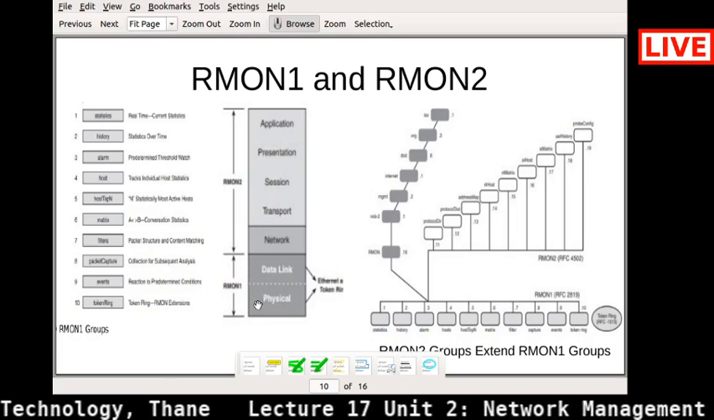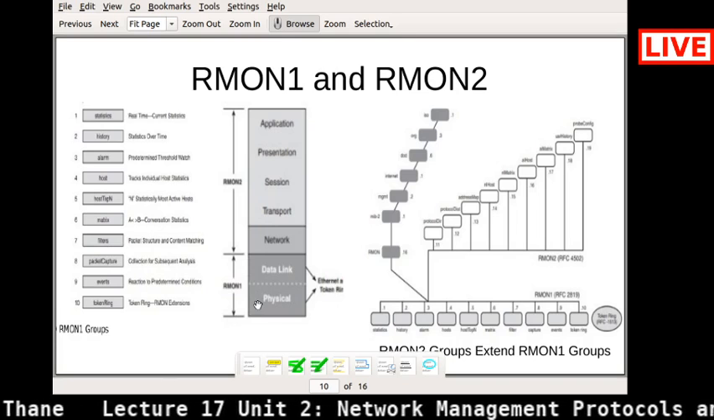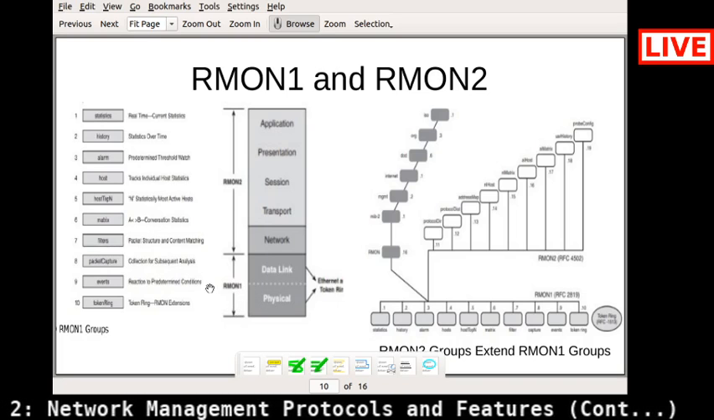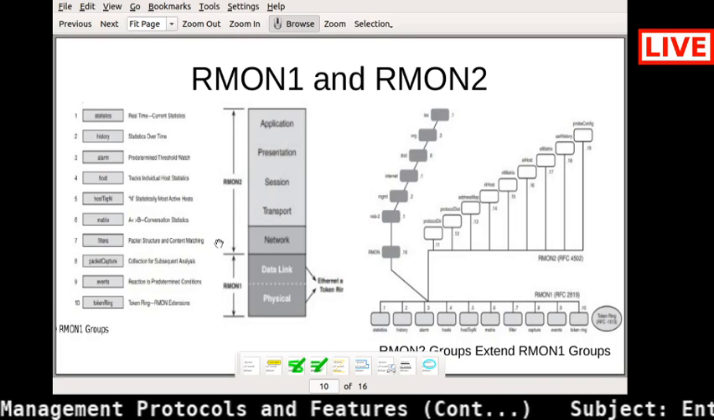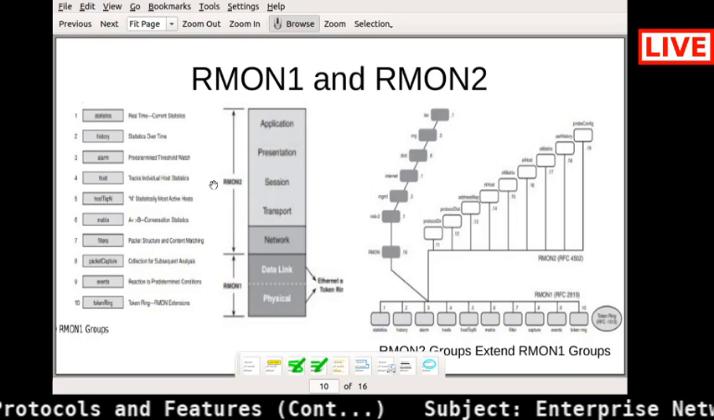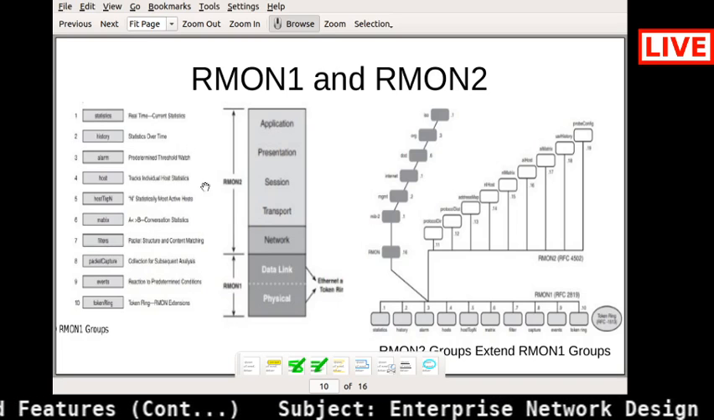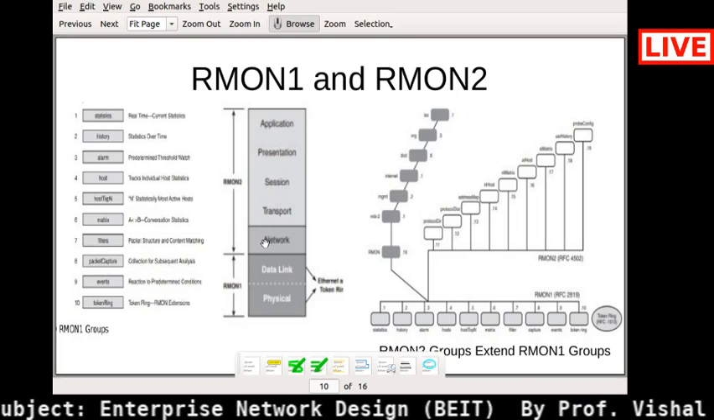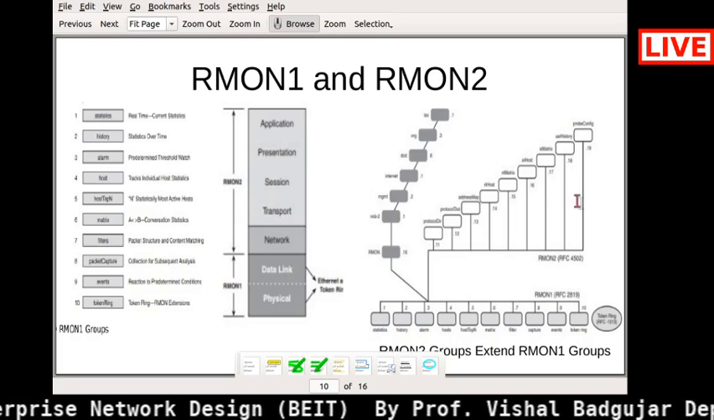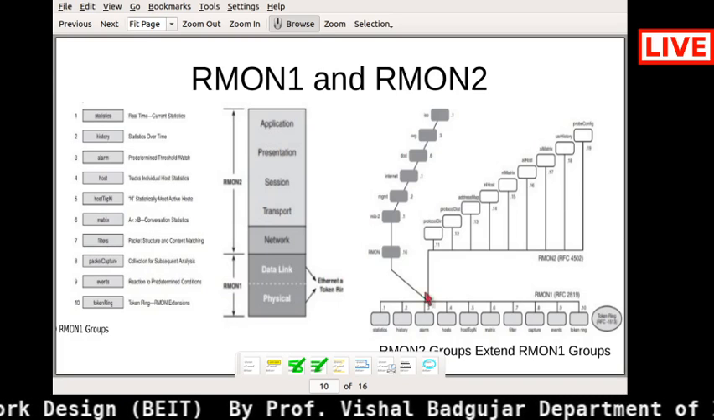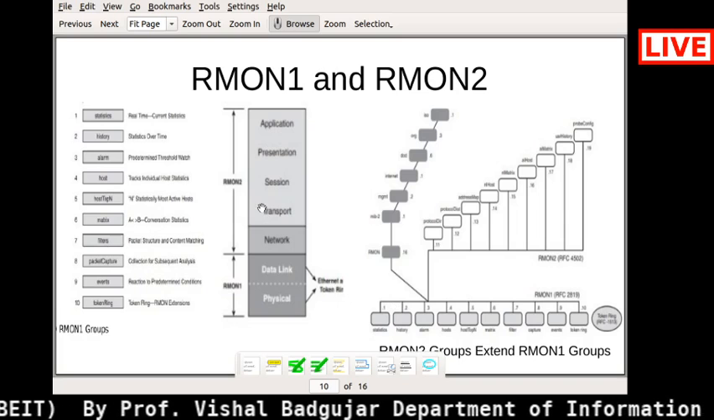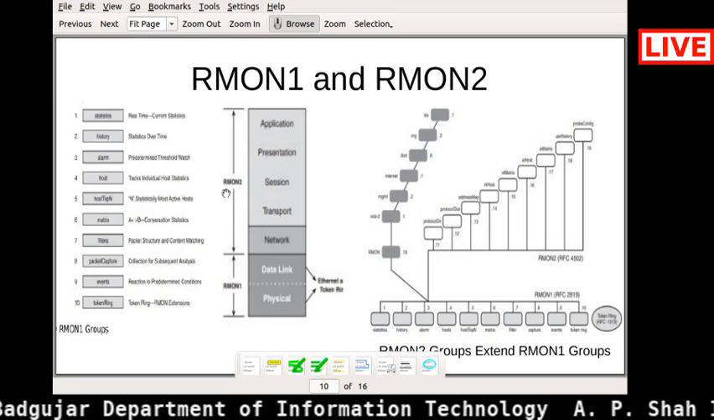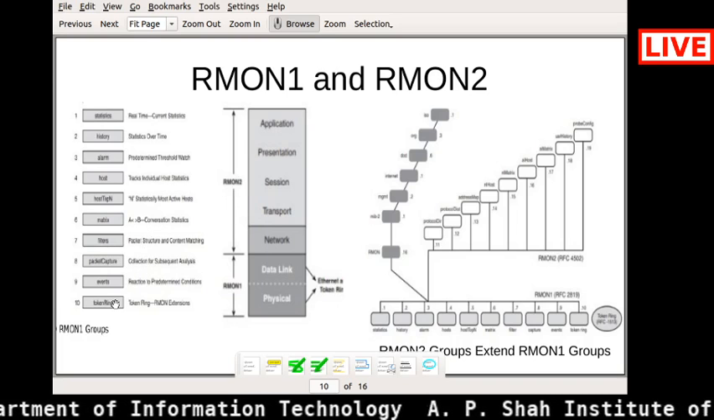So you cannot capture and decode the different tools, right? To overcome this problem, we are introducing this Harmon 2 here, right? It will extend the functionalities of whatever functionality is given by Harmon 1. There are different groups for Harmon 2 like Harmon 1, right? So Harmon 2 is nothing but the extension of the Harmon 1 group.